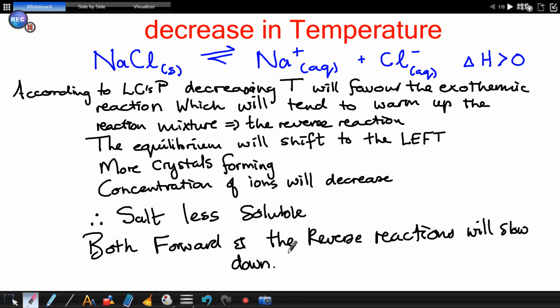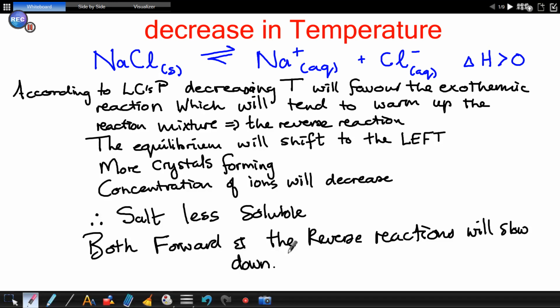The endothermic reaction will slow down most. Yeah. And it's always like that. Look here in this graph where we increase the temperature. It's the endothermic reaction that shot up higher. So now the endothermic reaction will shoot down more. Both will slow down, but the endothermic one will slow down more. I'm going to draw it on the PowerPoint so that we can record it.